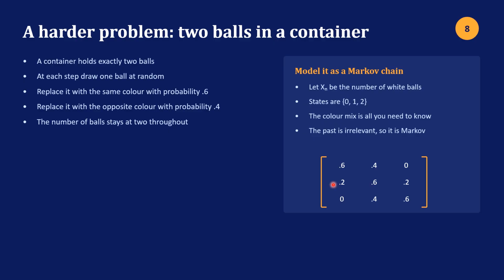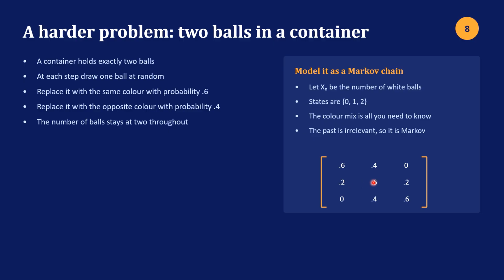You have multiple cases here, especially for this middle one. So let's look at this here. We have 1 white ball, and we want to go down to 0. We want to compute the probability of going down to 0. So you would pick that 1 white ball with probability 1/2, and then you would replace it with the opposite color with probability 0.4, and that would give you 0.2.